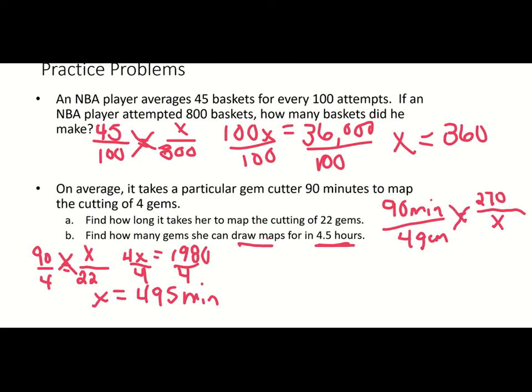So now we'll cross multiply. We get 90x is equal to 270 times 4, which is 1,080. Then we will divide by 90. And x is going to equal 12 gems.